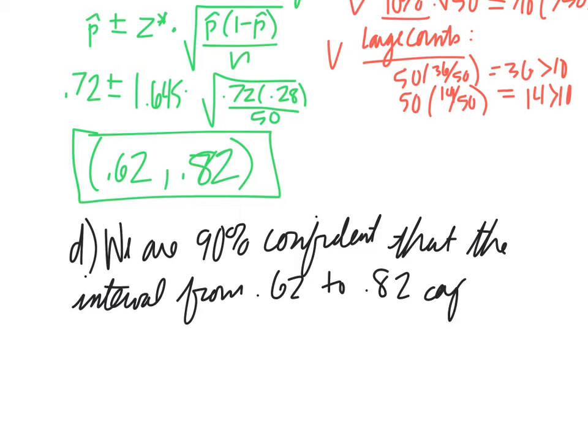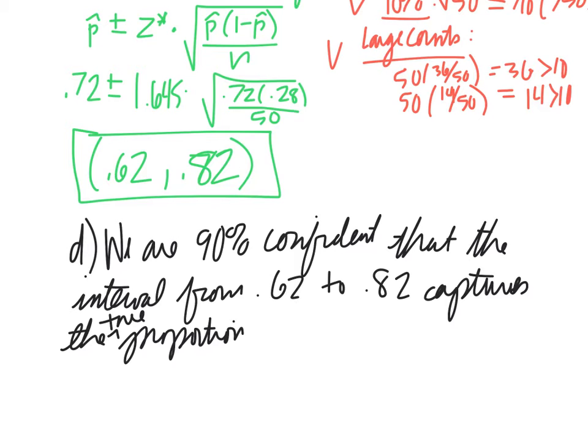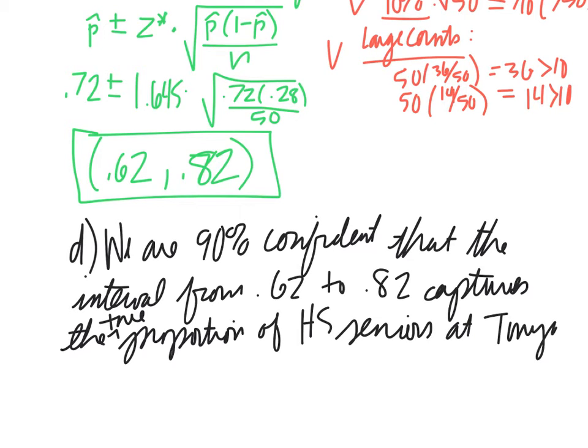captures, and you have to think about what we're trying to do. If you go back to the beginning, we wrote down what we were trying to capture. We were trying to capture the true proportion. Remember that was our parameter. So, sorry, I meant to write true. Captures the true proportion of high school seniors at Tanya's school who plan to go to prom.